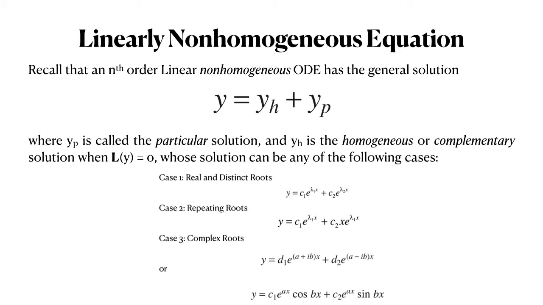So, how do we solve for the y of p? From the previous recorded video, I've mentioned na we could use one of the two methods. It could be either the method of undetermined coefficients or the method of variation of parameters. Now, for this module, we're going to only focus on the method of undetermined coefficients.